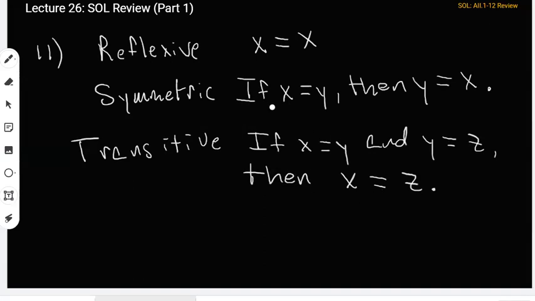So those are the three properties of equality. And this one is asking for symmetric. So we need to find the statement that follows this pattern: if x equals y, then y equals x. So I'm only going to have two different variables, the x and the y, and they're both going to be equal to each other. We're just switching the order.